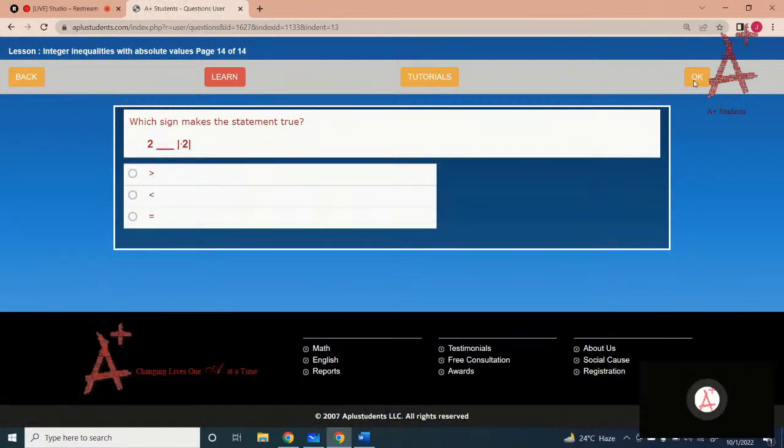Okay, you have to compare 2 and absolute value of negative 2. So absolute value of negative 2 is 2. So 2 is equal to 2. Got it? So they are equal.